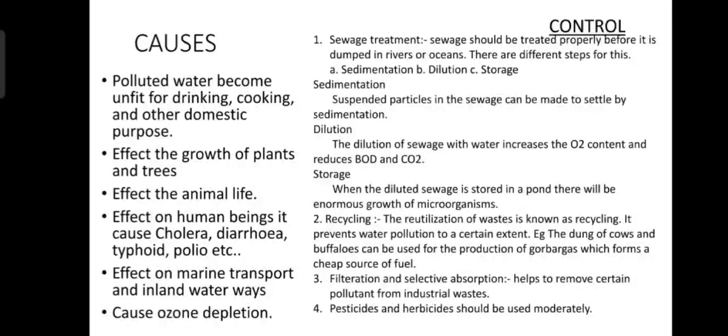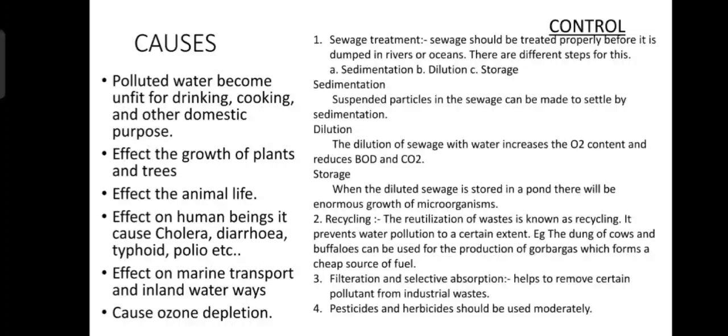and causes ozone depletion. Control: the first one is sewage treatment. Sewage should be treated properly before it is dumped in rivers or ocean. There are different steps for this: sedimentation, dilution and storage. Sedimentation: suspended particles in the sewage can be made to settle by sedimentation. The dilution of sewage with water increases O2 content and reduces BOD and CO2. Storage: when the diluted sewage is stored in a pond, there will be enormous growth of microorganisms.